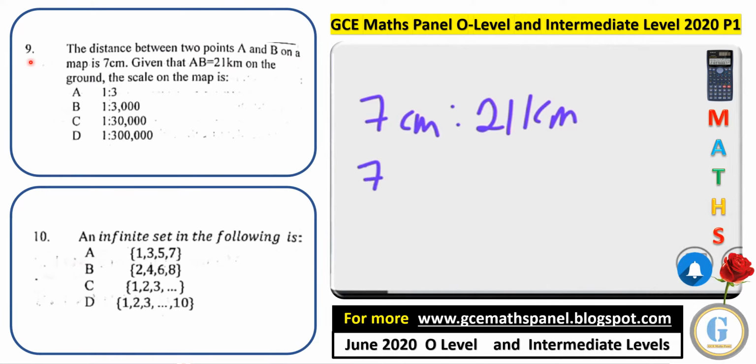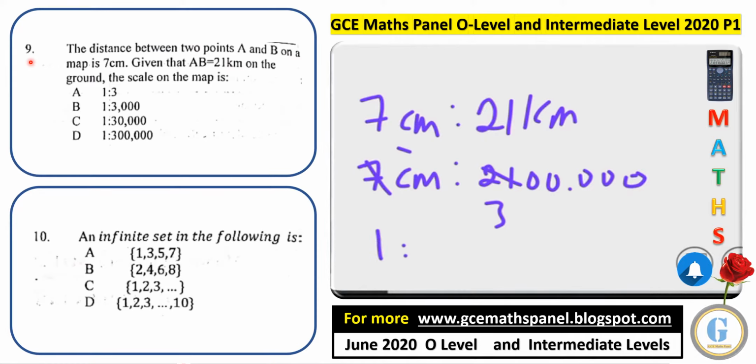So 7 centimeters will remain 7 centimeters, but we know that 1 kilometer is the same as 100,000 centimeters. So multiply this by 100,000. So we have 7 here, 1, and we have 7 here, 3. So our result will be equal to 300,000. So our map scale will be 1 is to 300,000. So our key here is D.